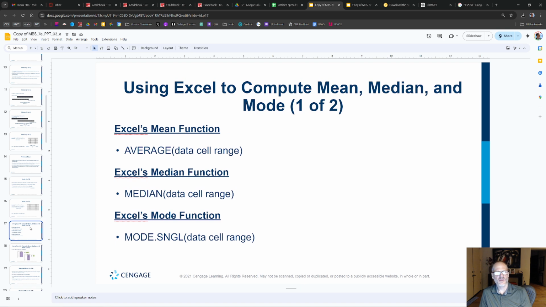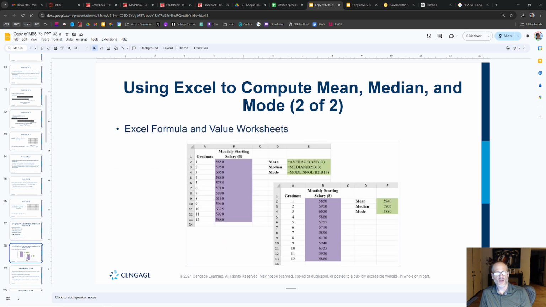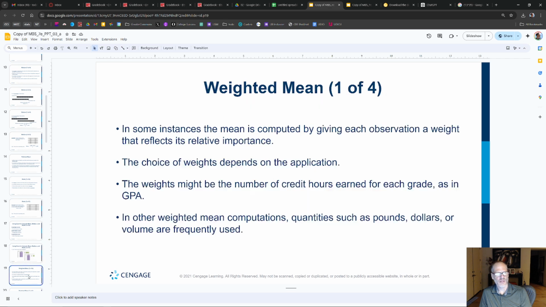And then using Excel to compute the mean, median, and mode, you could pause the video here if you want to see how to do that. And there are your formulas for doing that. So that's how you do that in a spreadsheet.